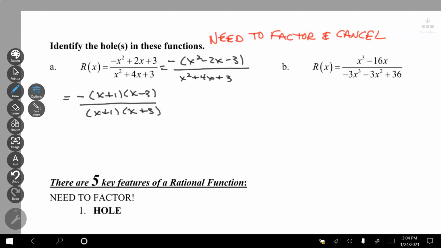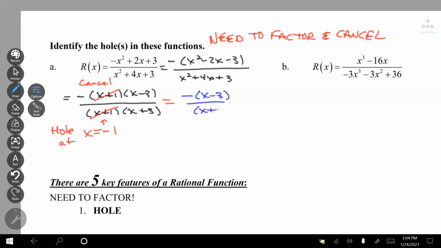This is the whole key to this process. We're seeing identical factors. We're seeing that these two are identical, so they're going to cancel out. And what does this mean? We have a hole at this x value. This is x equals negative 1. That's what we get. Well, what's left over? What do we have left over after things cancel, just like limits?